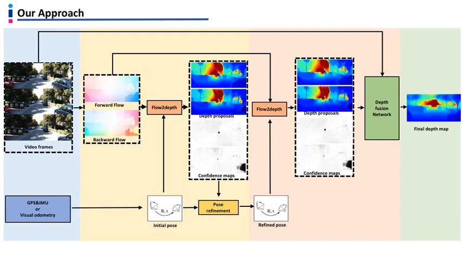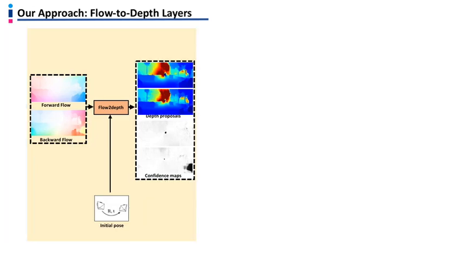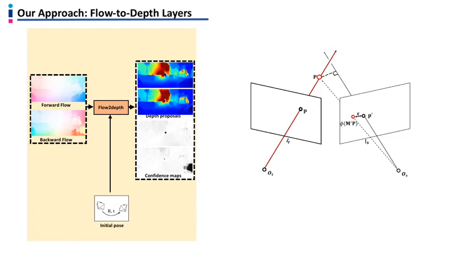The first critical component of our network is the novel differentiable flow-to-depth layer. It takes optic flow and the camera pose as input and estimates rigid depth by triangulation in 3D. We can see in this triangulation figure that we get P and P prime, the corresponding pixel pair, from optic flow and the projection matrix M prior from the camera pose.